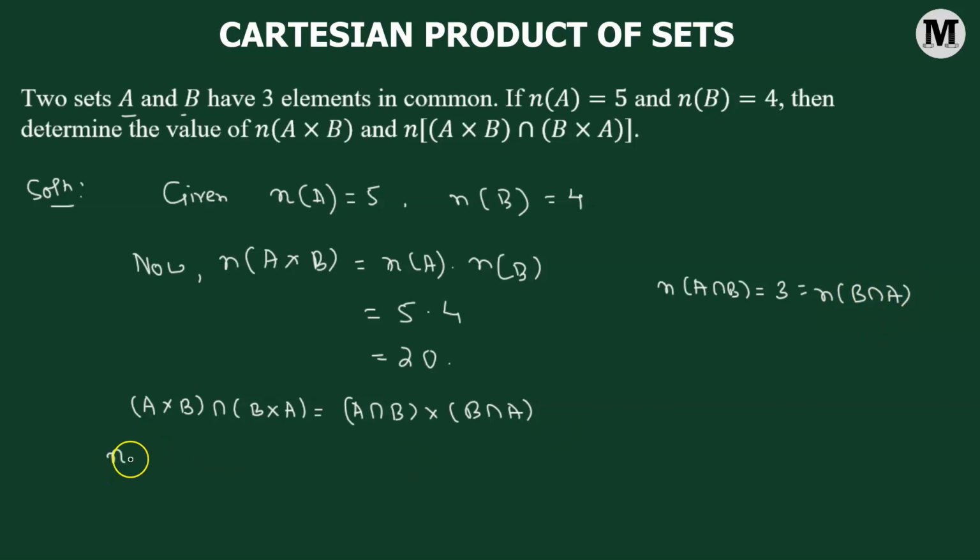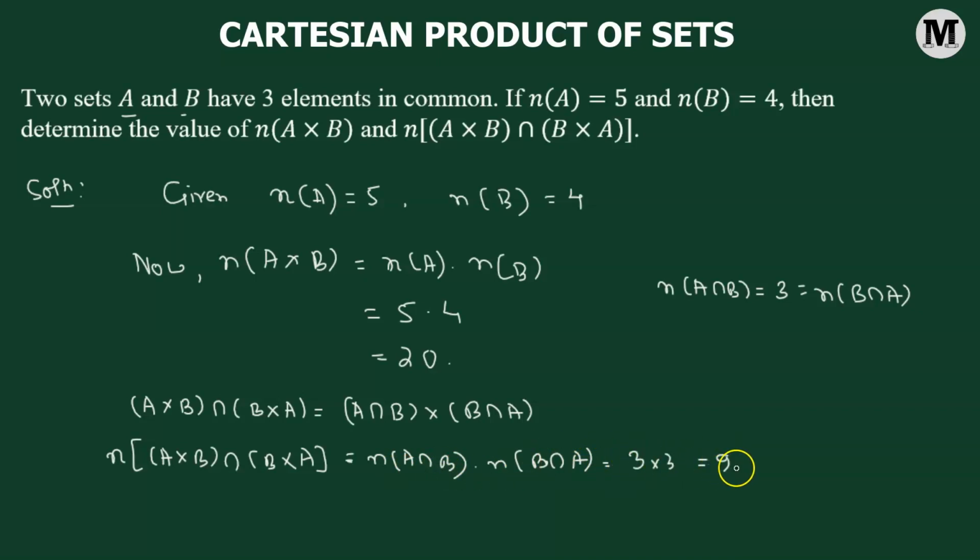Now we need to find the total number of elements in the Cartesian product of A and B intersection with the Cartesian product of B and A. In other words, all we have to do is find the Cartesian product of A intersection B with B intersection A. Since A and B have 3 elements in common, we have 3 times 3, which is going to give us 9. So there are going to be a total of 9 elements present in this set, the Cartesian product of A and B intersection with the Cartesian product of B and A.